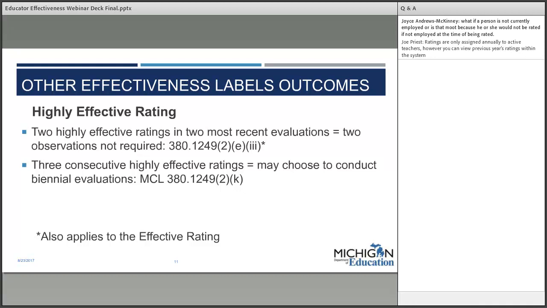The other piece of legislation affecting highly effective ratings is that if you have 3 consecutive highly effective ratings, the district may choose to conduct biannual evaluations. That's just saying that if you've had 3 in a row, after that 3rd one, the next year, your district could choose to exempt you from the end of your evaluation. Then the following year, you would have to be evaluated again. Now, if you are to get anything lower than highly effective on any of those evaluations, you will go back to every year.